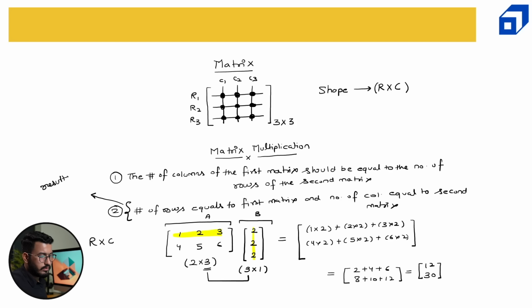Now the number of rows, this is for the resultant matrix after multiplication. The number of rows is equal to the first matrix. We have 2 rows, which is equal to the first matrix. Number of columns equal to the second. Number of columns is 1. So 2 comma 1. And this is my answer.